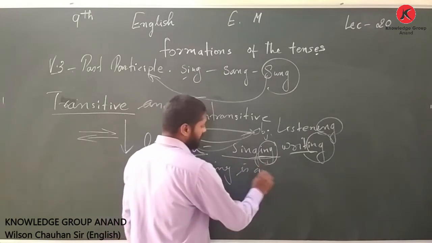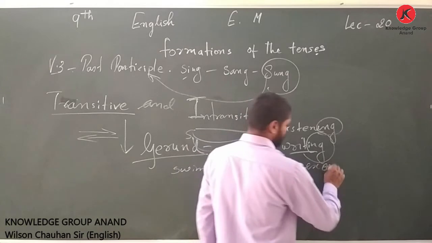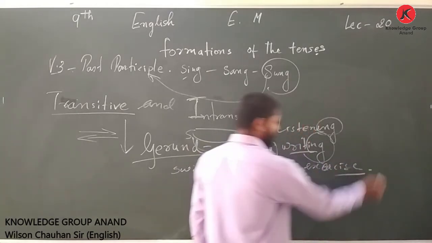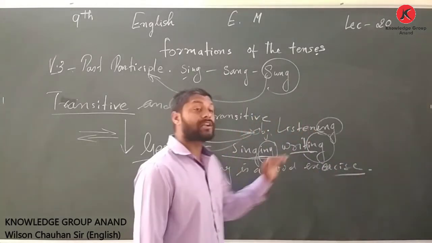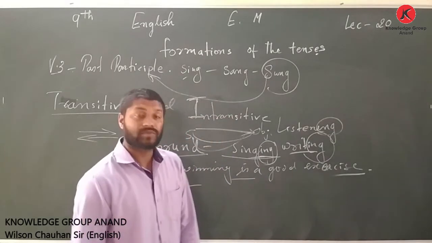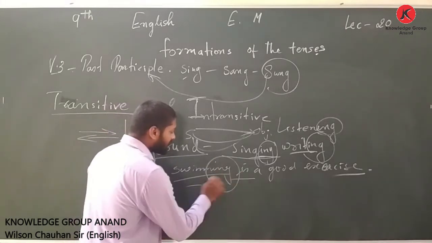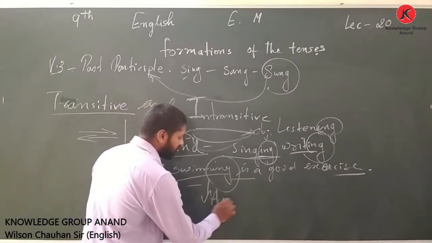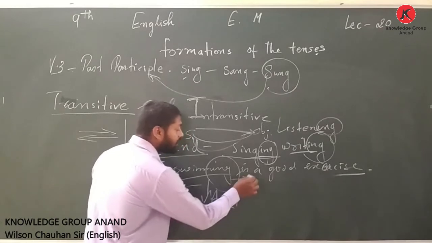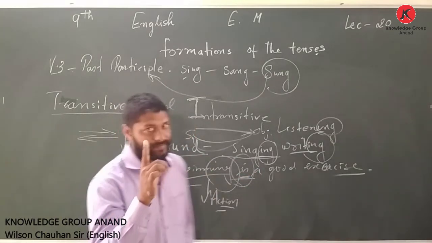Swimming is a good exercise. Now here, if you take this as an example, which is the main verb? So many of us would say swimming. No, my dear friends. Swimming here is just taken as an action word. It is not the main verb. The main verb here in this sentence is "is".